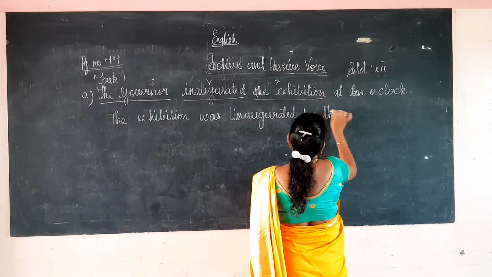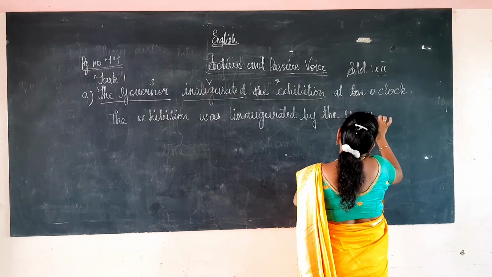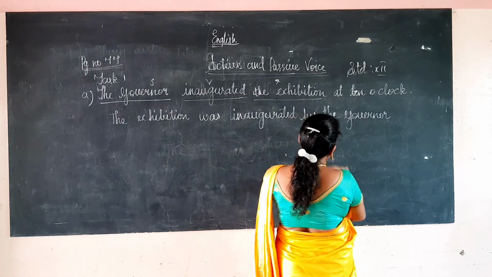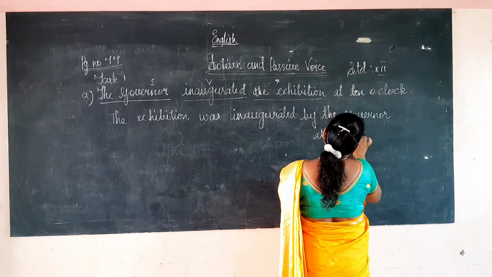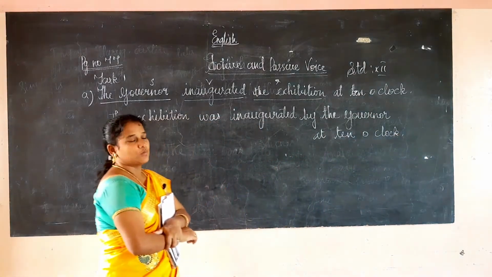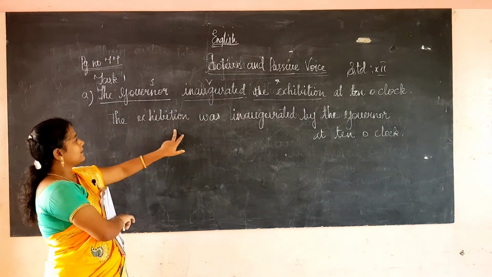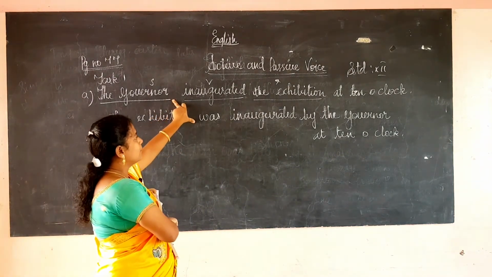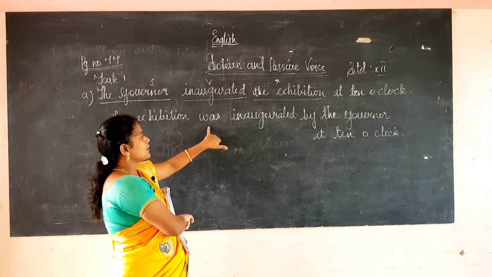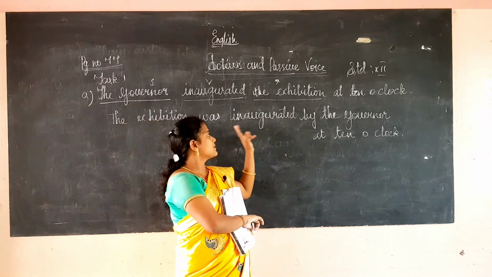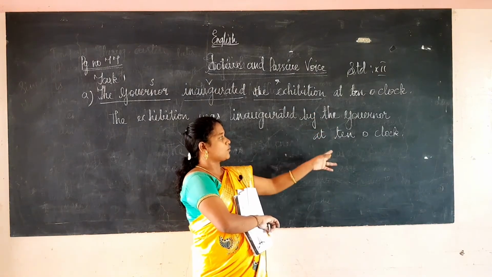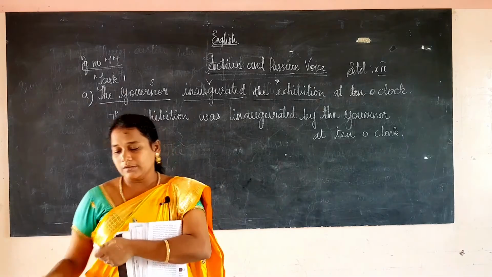Who is the agent there? The governor. The doer is the governor. So, the exhibition was inaugurated by the governor at 10 o'clock. This is how we have to change the active into the passive. The object is the exhibition. Then we have to supply the auxiliary verb according to the subject, the number and the tense, that is a singular past tense. It is in the form of past participle, inaugurated by the governor at 10 o'clock. We can even use at 10 o'clock by the governor. Okay. Then we will go to the next one.